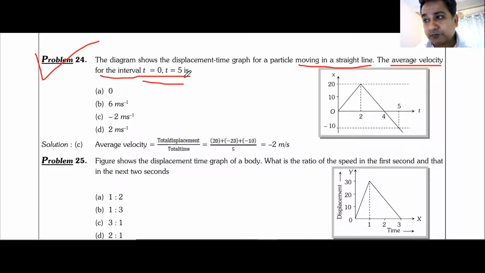So the graph is given to you. You have to find the average velocity from 0 to 5 seconds. Remember what is average velocity. Again, the graph is wrongly represented as displacement time graph. It is not displacement time graph. It is position time graph. As you can see, x is plotted, the position is plotted. So it's a graph of position with time. You have to find out the average velocity.